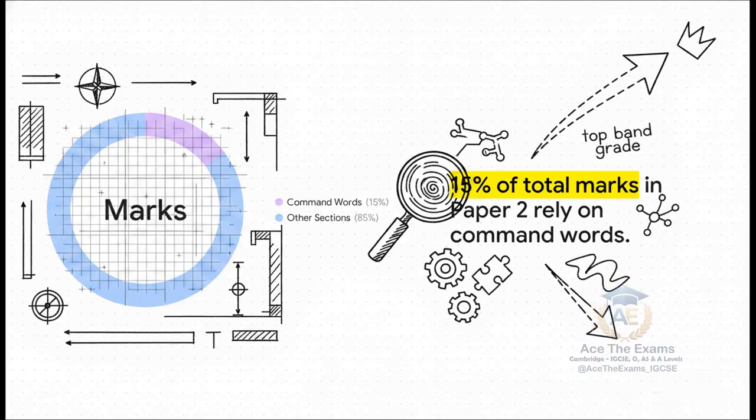Now, what's truly striking about this is that these command words account for a massive 15% of your total marks in Paper 2. That 15% is entirely dictated by how accurately you decode the directive before you write a single word of your Afrikaans essay. If the examiner asks for a steel framework and you give them a wooden shed, the entire structure comes down, no matter how nicely you painted the wood.